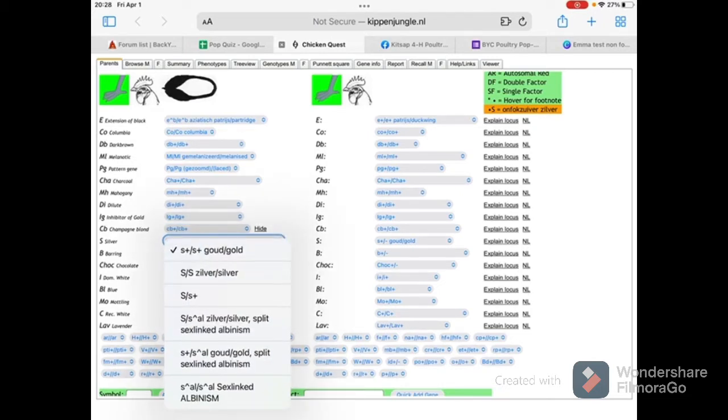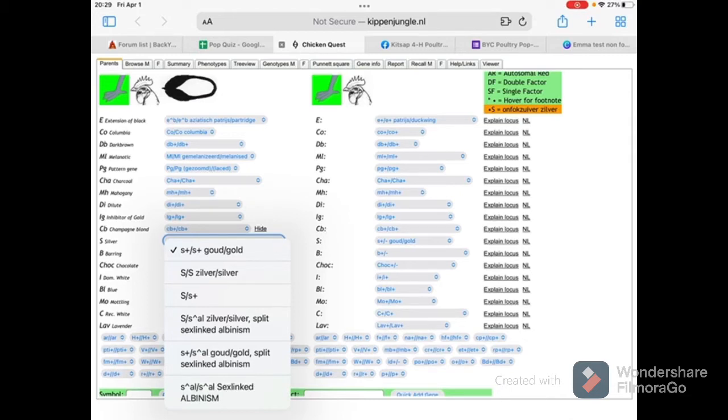Finally, we have silver. And silver is a sex-linked gene. There are a few mutations on this locus. There's gold and silver, and then there's also sex-linked albinism. That's really rare, so generally we don't talk about it. I'm not really going to go into sex-linked albinism. I'm just going to talk about capital S and little s plus.